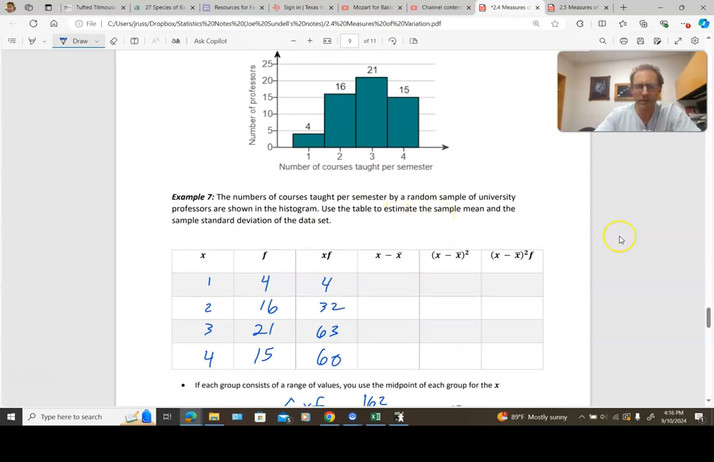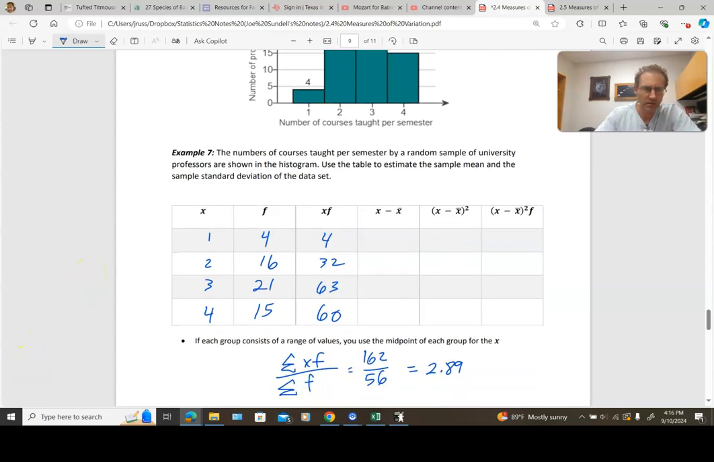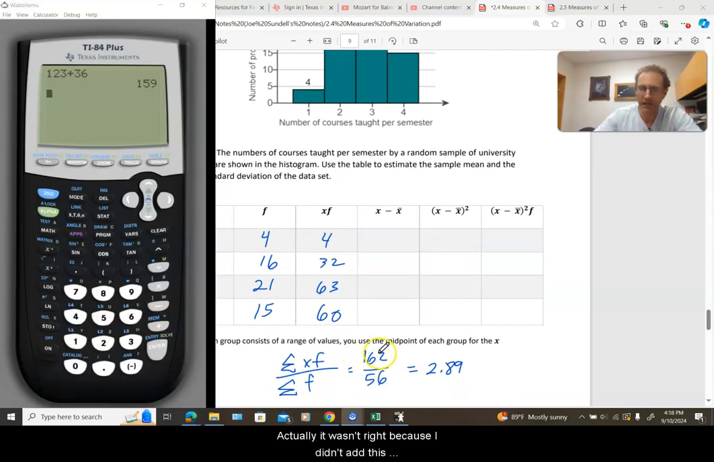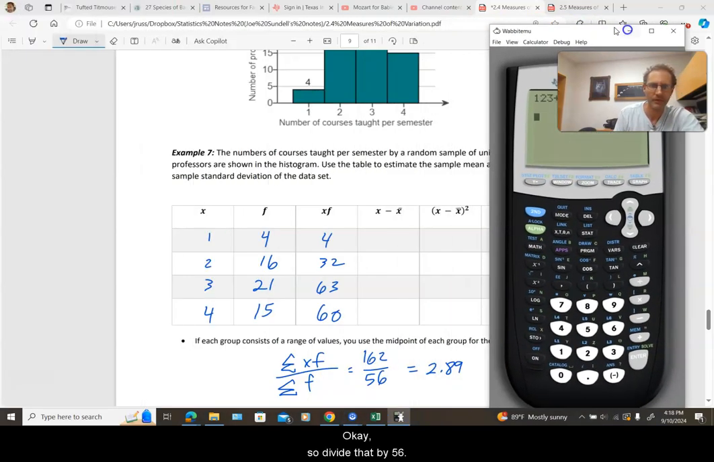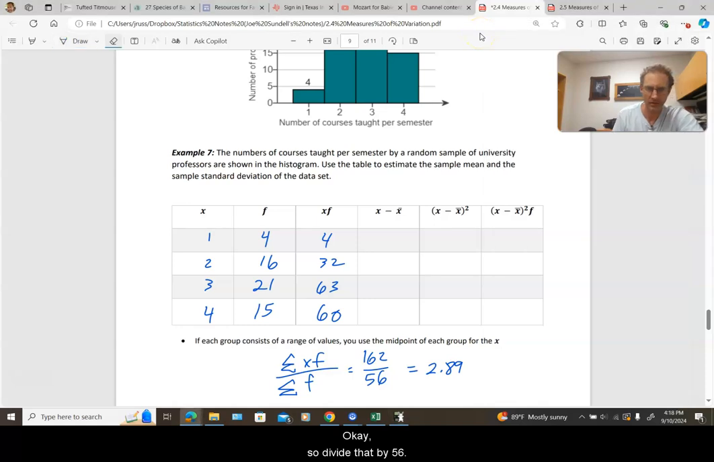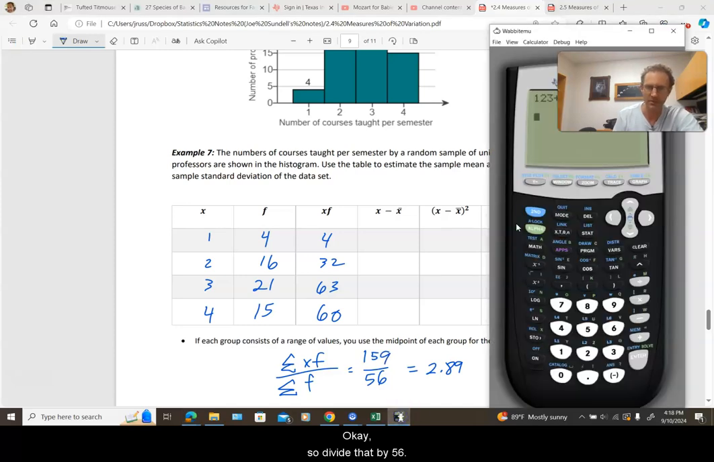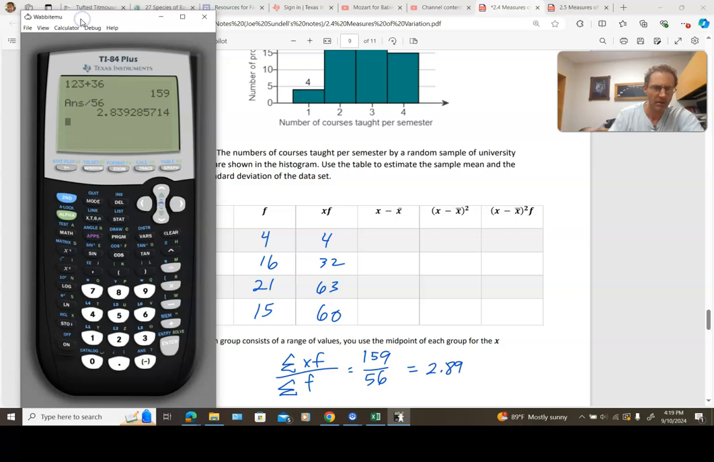Does that seem right? Alright, yeah, it actually wasn't right because I didn't add this column correctly. This should actually be 159. Okay, so and 59, and then we'll divide that by 56. And let's see what we get.